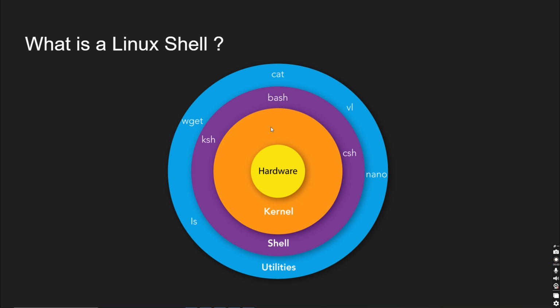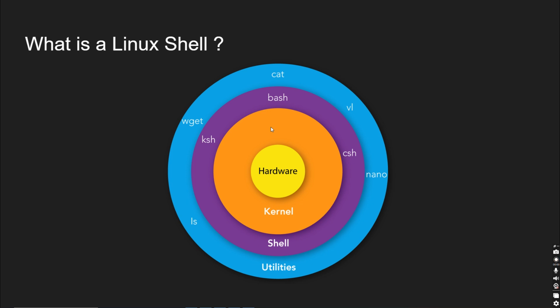The shell is basically the interface between the user and the kernel. It's like you have a computer, and you have various interfaces to interact with it. You can use a mouse, a keyboard, a microphone, a touchpad. Similar to that, the shell is an interface for you to interact with the kernel.